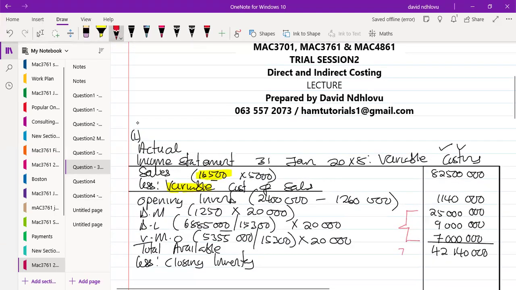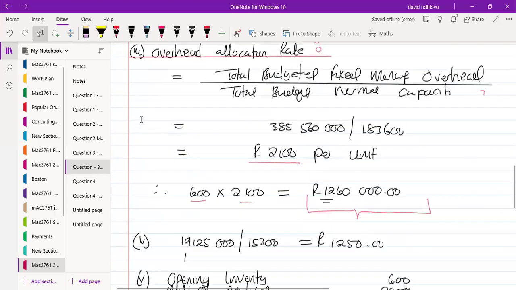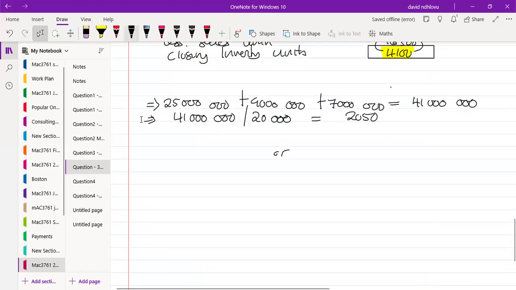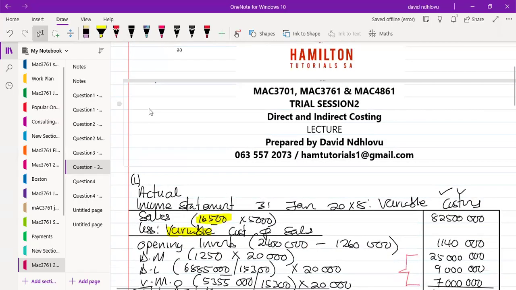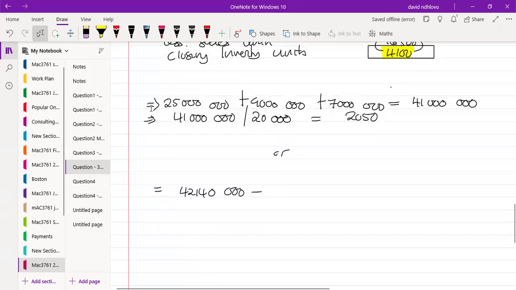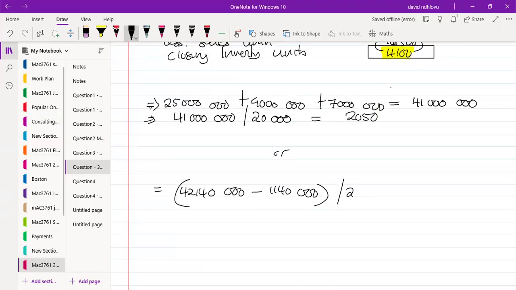You take the total, which is 4,140. But that total contains your opening inventory, which is 1,140. So just remove the opening inventory from that total. Right? And then you simply divide that by 20,000. Right? And then you will get your 2050.